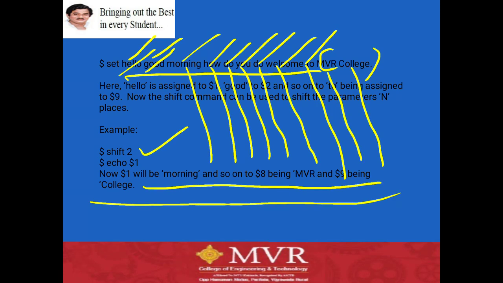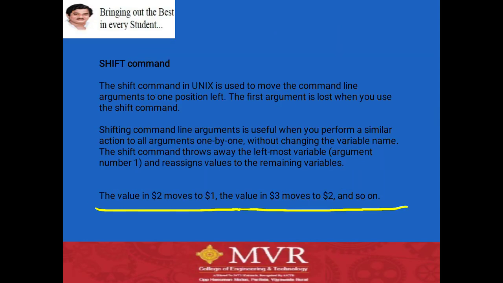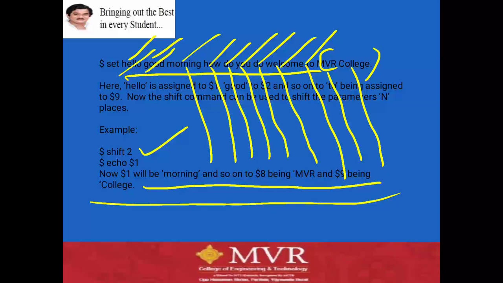What the use of the shift command is, I will share with you later. The shift command is generally used whenever you want to perform the same operation on different arguments one by one. That is, shifting command line arguments is useful when you are performing similar actions on all arguments one by one without changing the variable name. How it is used and what its purpose is, we will see in shell programming. Hope everyone got a clear idea from this session.